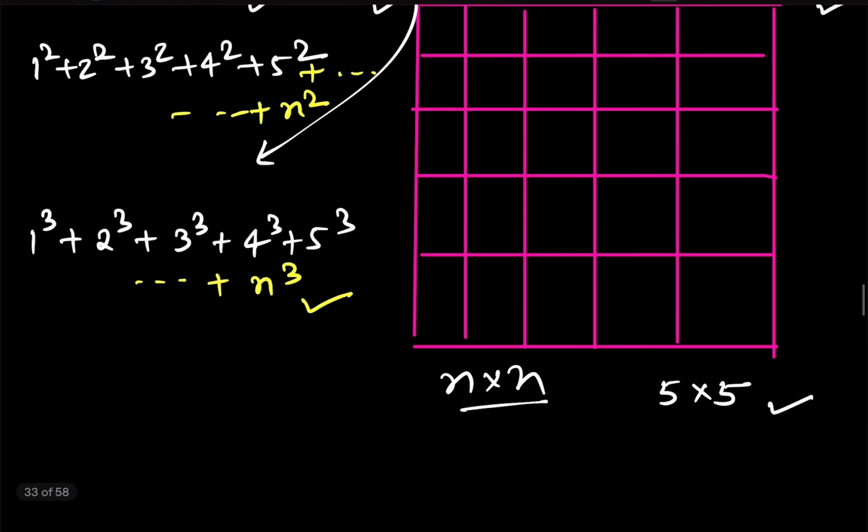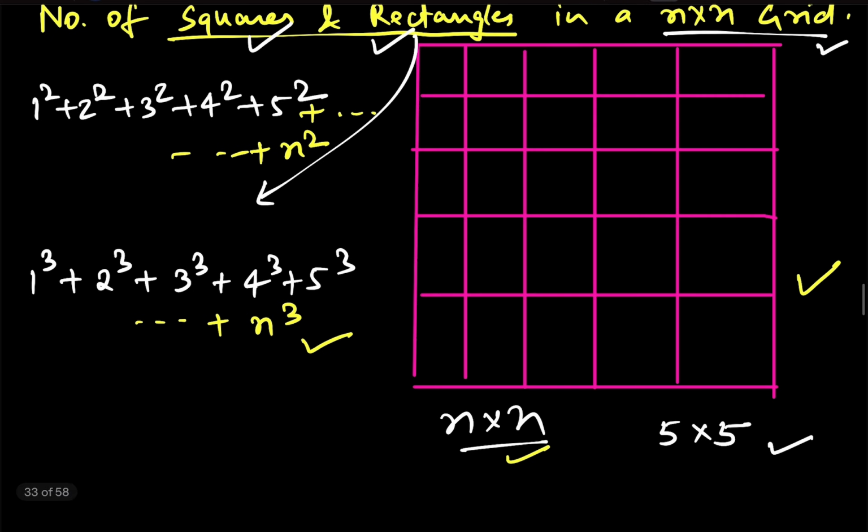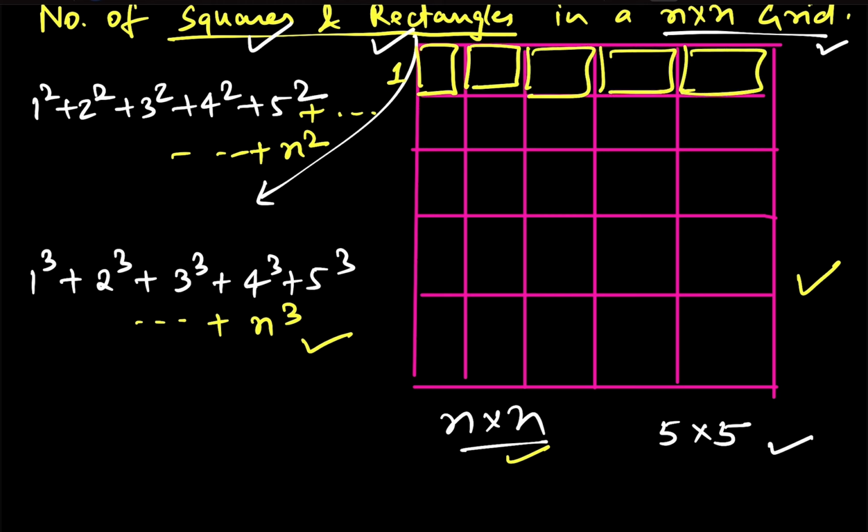We want to count the total number of squares in this n cross n grid. So suppose this is an n cross n grid. First we will count the smallest square, that is the 1 by 1 square. Suppose this is all 1 unit square. So this is 1 by 1, the smallest square. We can see 1, 2, 3, 4, 5. So we have a total of 5 columns, so we have 5 squares.